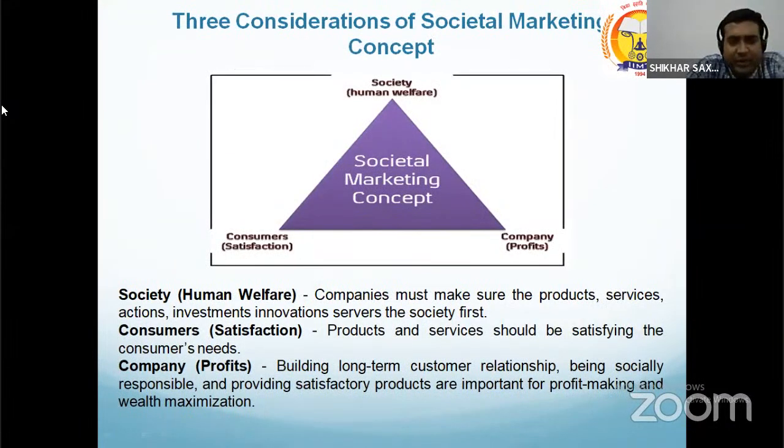The social marketing concept basically includes three main parameters. First one is the society, that is human welfare. Second one is the company, that is profits. Third one is the consumers, that is satisfaction. First point, society. Companies must make sure that products, services, actions, investments, and innovations serve society first. Consumers, satisfaction. Products and services should satisfy customer needs. Third one is the company, that is the profits. Building long-term relationships, being socially responsible, and providing satisfactory products are important for profit making and wealth maximization.